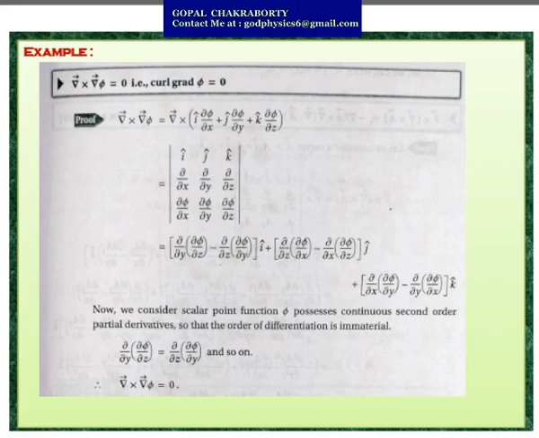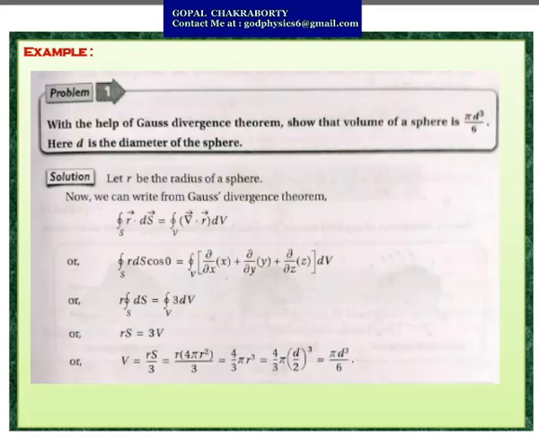So this is a very important one, and you have to understand that part after taking the determinant. Rearranging, all the partial derivatives will cancel out each other, so that will ultimately give you 0. Fine. Now the next problem: with the help of Gauss divergence theorem, show that the volume of a sphere is pi d cube by 6, where d is the diameter of the sphere.